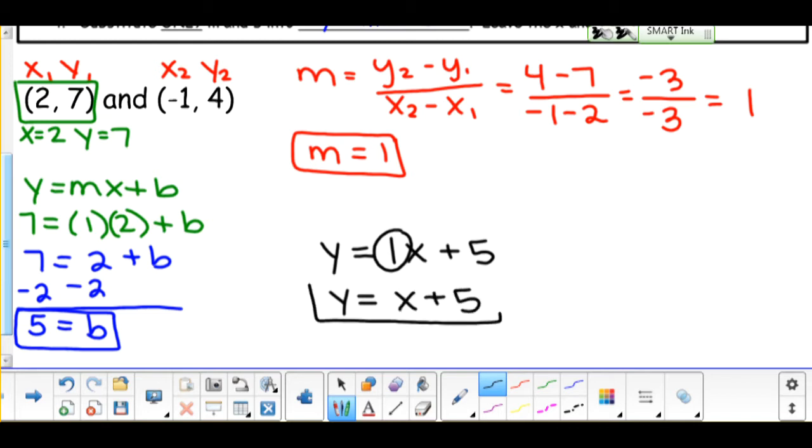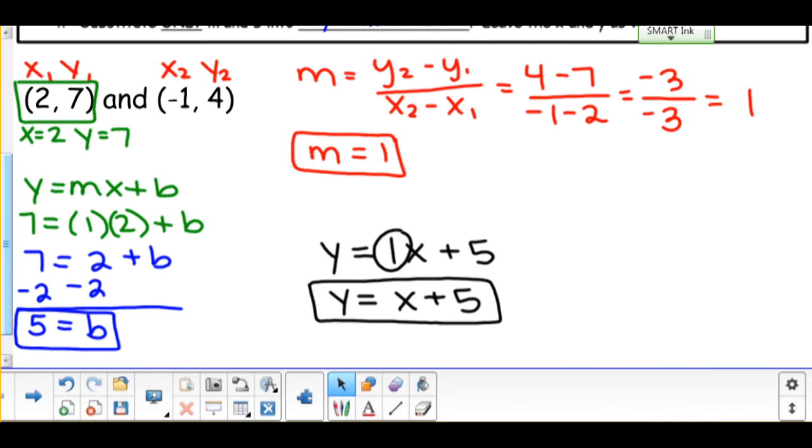If I had any other number, I would leave it as 2x or 5x or negative 3x, but since I have a slope of 1, it can also be written as a plain x.